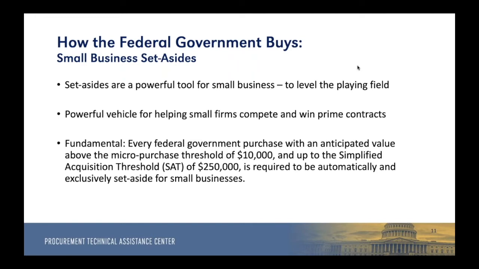So every federal government purchase with an anticipated value above the micro-purchase threshold, which is $10,000, and up to the simplified acquisition threshold of $250,000, is required to be automatically set aside for small businesses. Anything above $250,000, they still want to be able to give it to small businesses, but the federal government has to do market research to find out if a small business can do it. But just to know, anything below $250,000 is automatically set aside for small businesses.